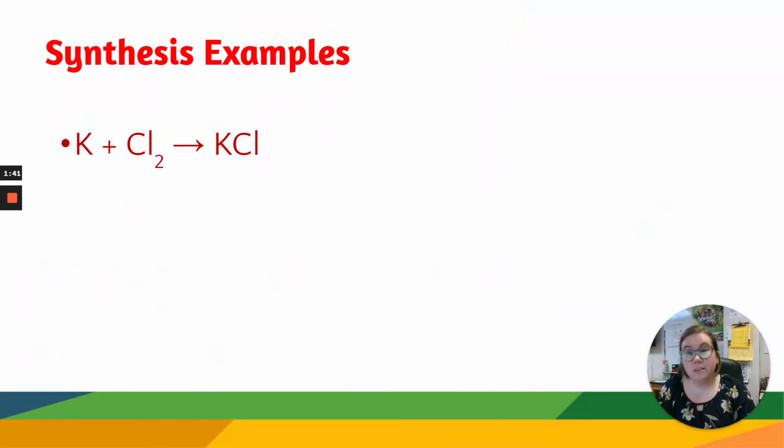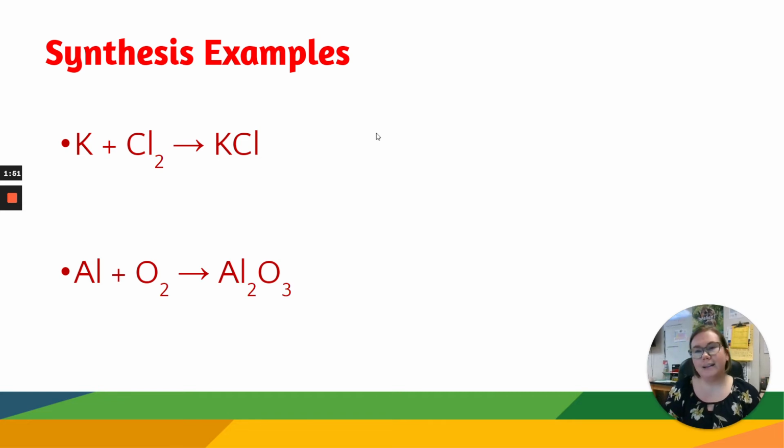So a couple examples. We have K and Cl2 reacting to form KCl. Right, we see our single elements and then our compound on the product side. We also have Al and O2 reacting to form Al2O3. Again, 2 single elements coming together to form one product.